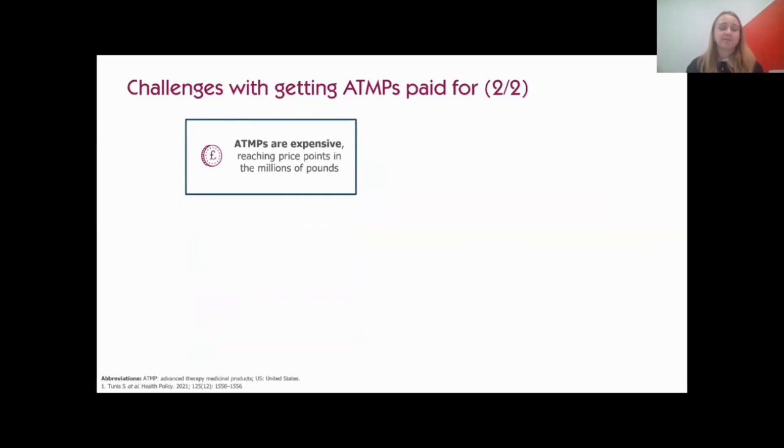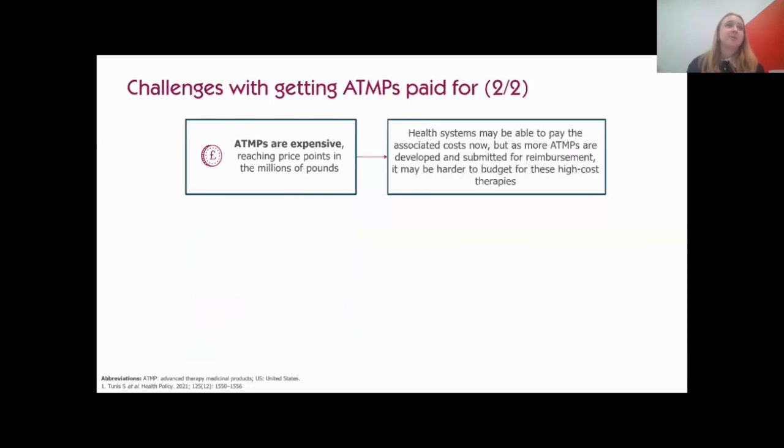So a couple more. This feeds into it as well. Advanced therapies are really expensive, reaching price points in the millions of pounds. So although health systems may be able to pay the associated costs now, as more advanced therapies are developed and submitted for reimbursement, it might be harder to budget. Just as we previously mentioned, there aren't unlimited funds, so using funds for advanced therapies that are really high cost is taking away from funds for other disease areas, which is a really difficult decision.